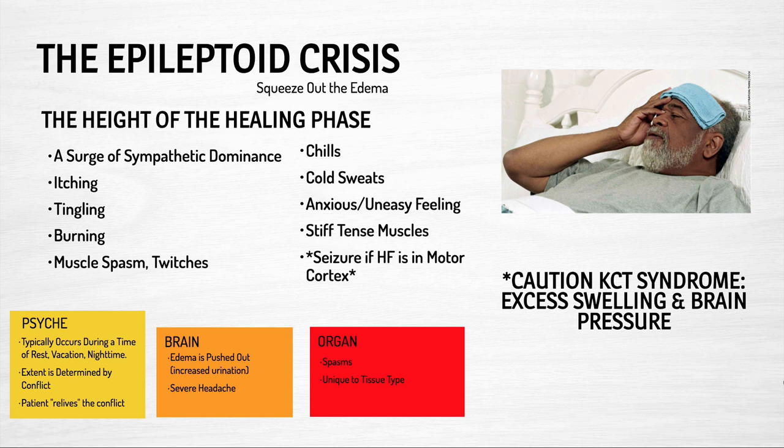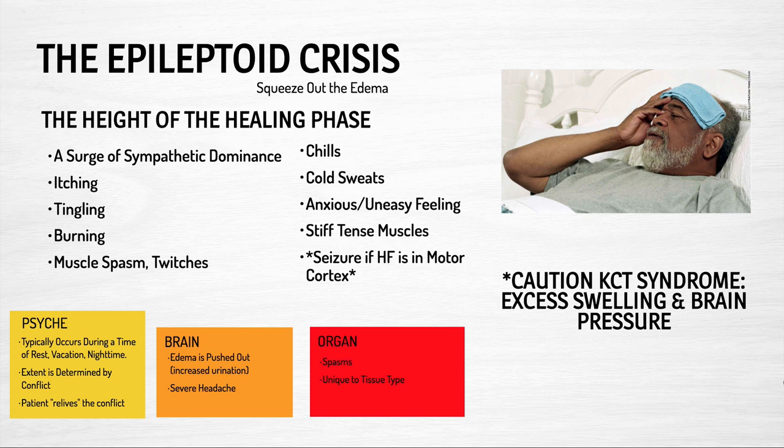Now, at the psyche level, typically the epileptoid crisis or the healing crisis will occur at a time of rest when you're really, really relaxed. It's like the deepest point of vagotonia, or this deepest point of parasympathetic activity. And the extent, again, of how intense this will be will depend on the conflict. And it's almost like in a split second, you kind of relive whatever the conflict was that initiated this entire process. The edema is pushed out, it's squeezed out.